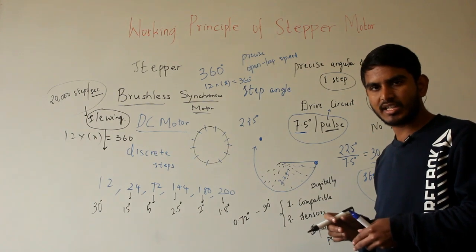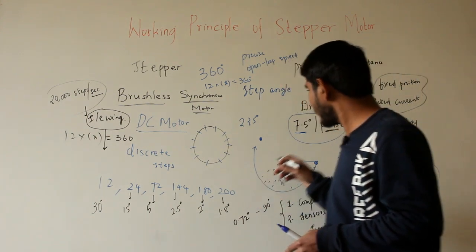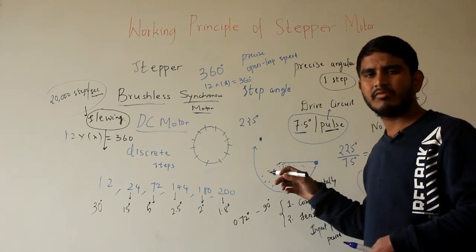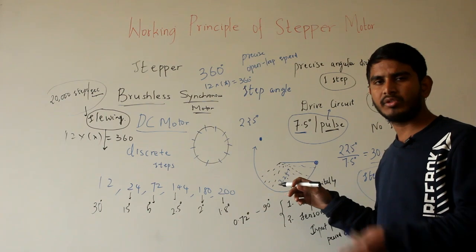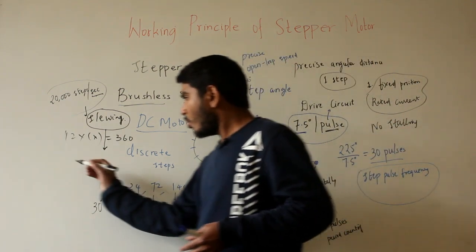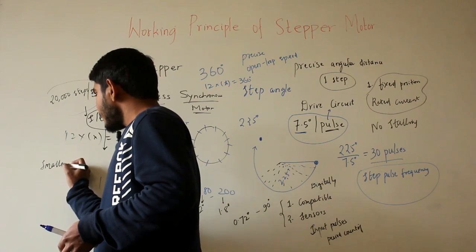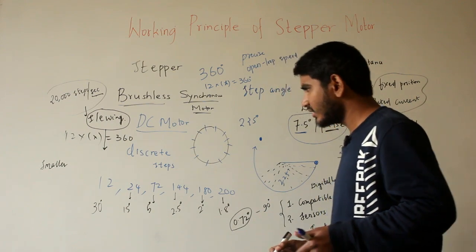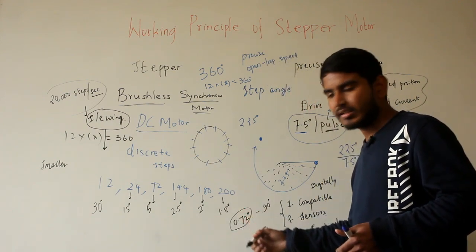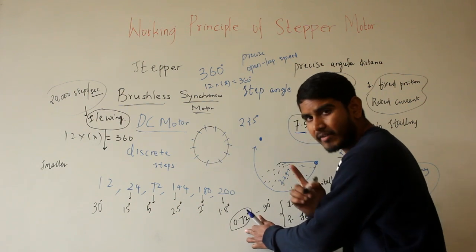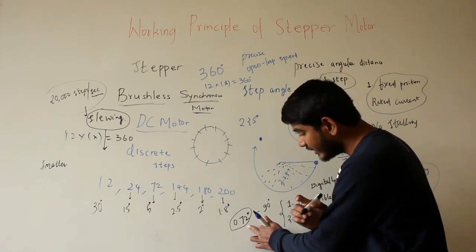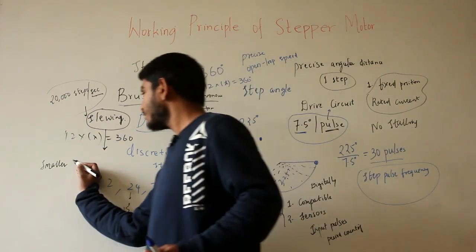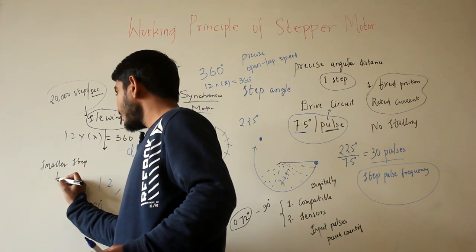Now if we talk about the step angle in detail, the step angle is nothing but the angular rotation of the shaft for each pulse provided to the drive circuit. Let me consider a very small step angle, say 0.72 degrees per pulse. If you provide one pulse, it will rotate by the step angle of 0.72 degrees.